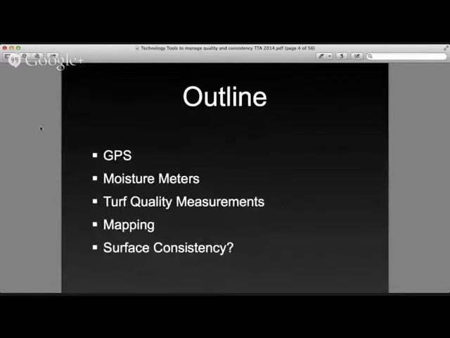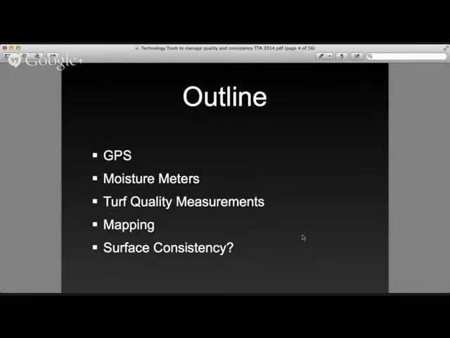The talk today, I'm going to kind of breeze through some of these things, but we're going to talk about the use of GPS technology and what that means for you as a turf manager, and the use of moisture meters, which some of you may be using. I'd like to take a quick poll in the discussion box: if you're using a moisture meter on a regular basis, put in a response, and if you have a particular technique, maybe throw that in there so we can have a look at that at the end.